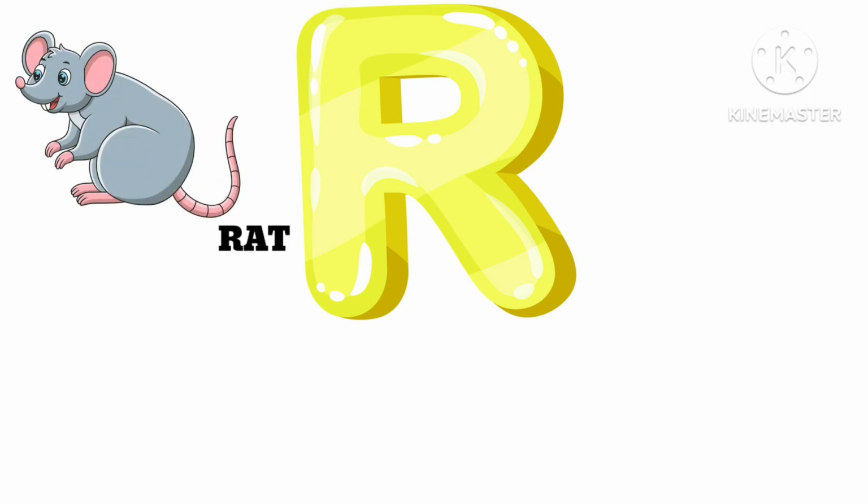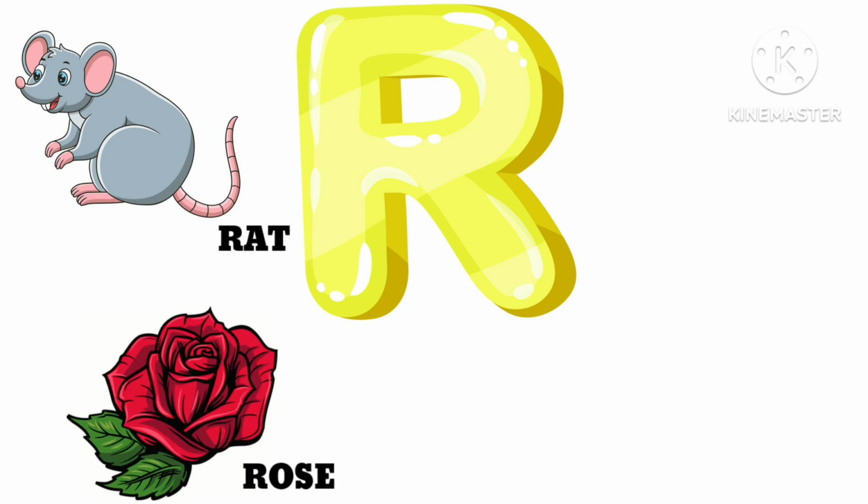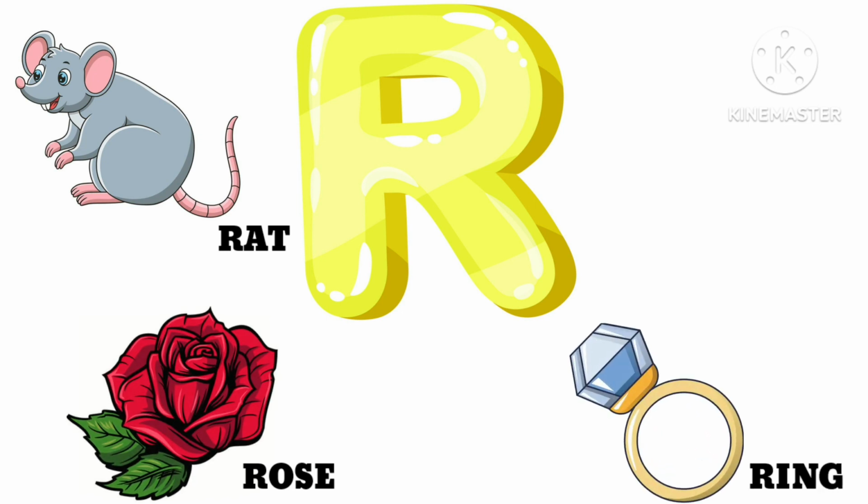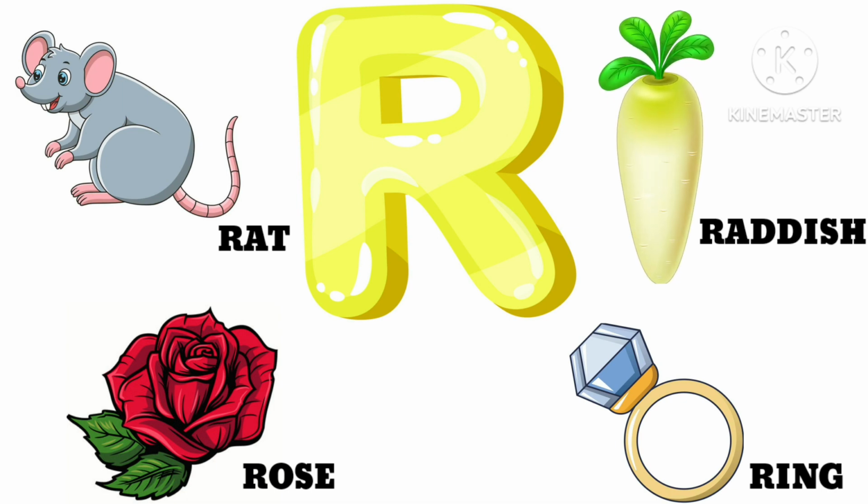This is alphabet R. R for rat. R for rose. R for drink. R for radish.